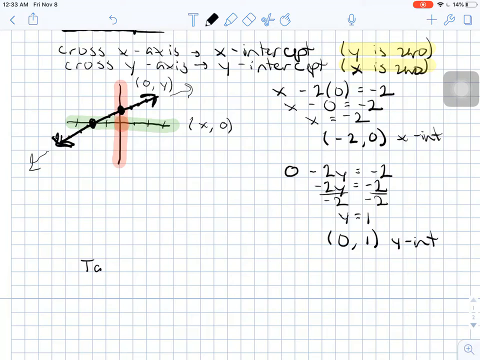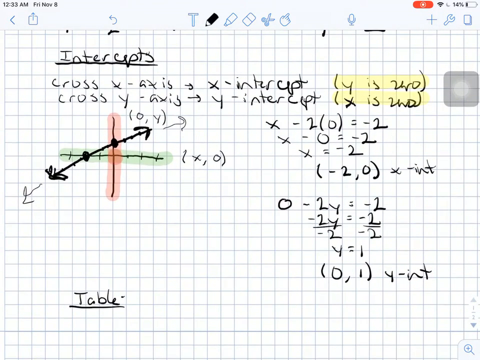So some people ask, well, why would I ever want to make a table? That's a lot of work if I could just find the x and y intercepts. A lot of people really like the x and y intercept strategy because it's really easy to drop a 0 into an equation and just solve the equation. Zeros tend to make things disappear, which makes it really easy to solve an equation quickly.